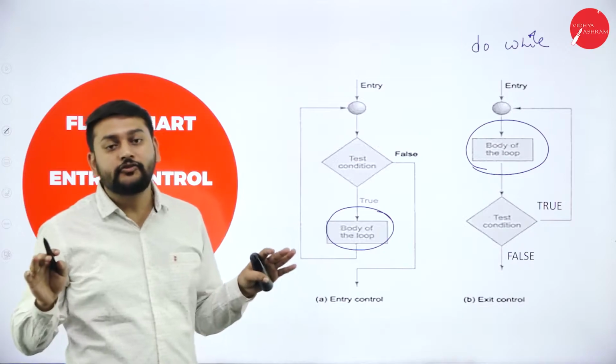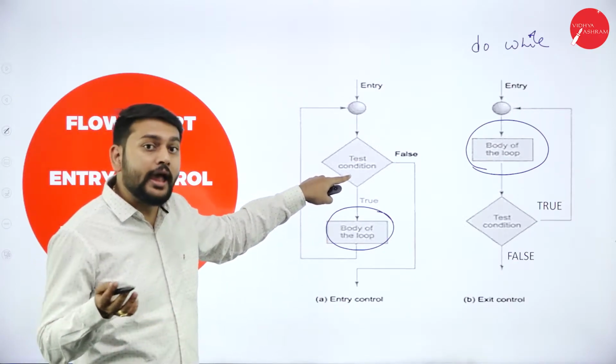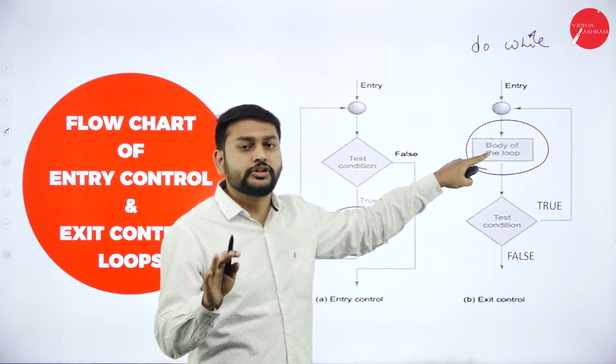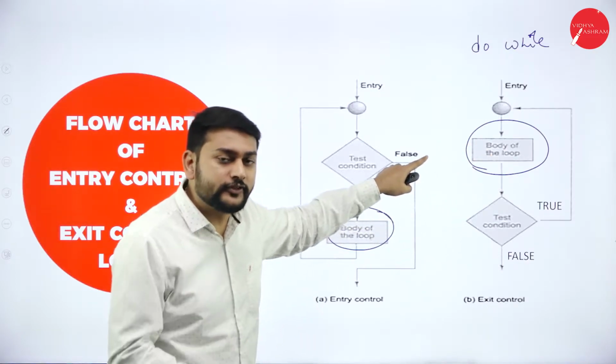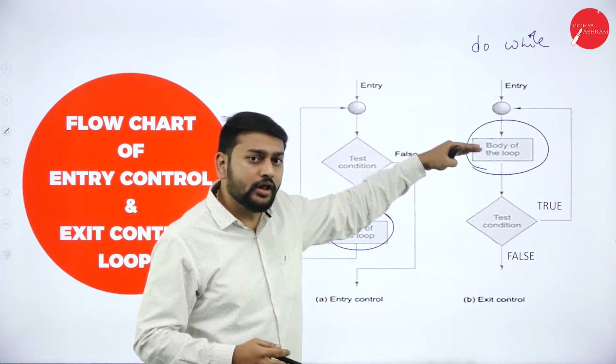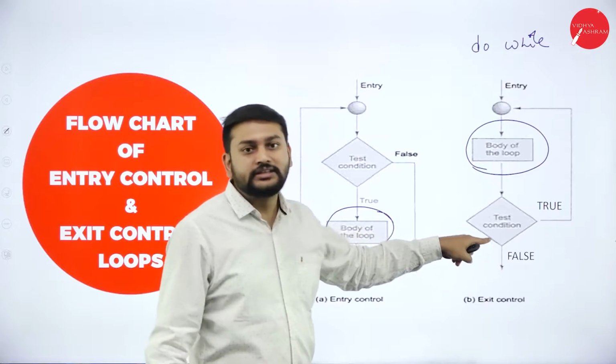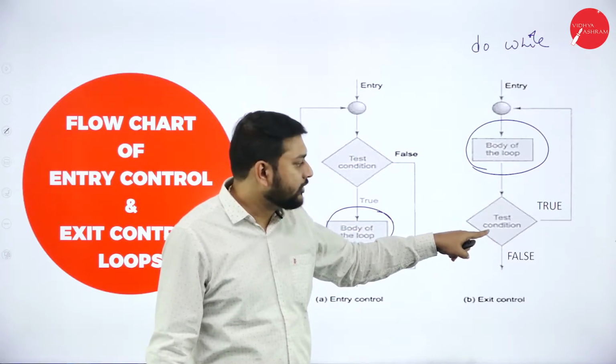Directly I'm taking the entry for the body of the loop. Here I have to satisfy the condition, but here I don't have the condition at all. So in the beginning, directly I'll take the entry for the body of the loop. I'll execute all the statements, whatever I have in the body of the loop. After that, I will test the condition.